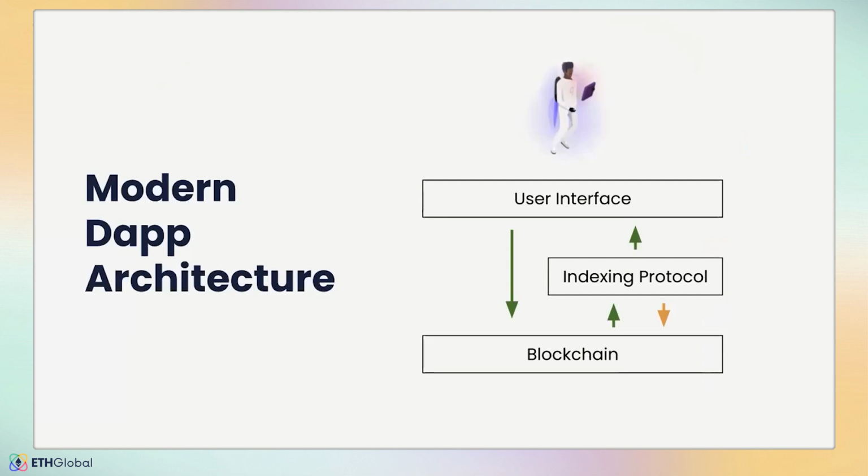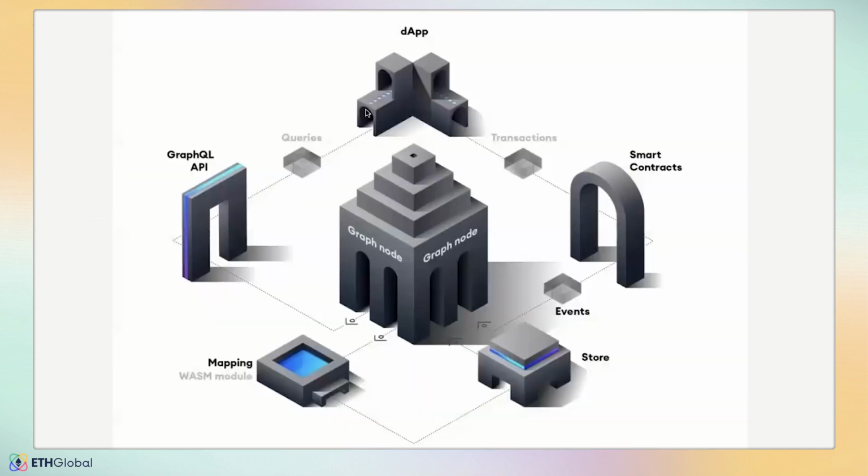So we end up with this modern web architecture, where we have the user interface on top, and then the blockchain on the one that we knew already. And in between is this indexing protocol that is incentivized and built for data reading, and that sits in between and reads data from the blockchain and stores it in this indexing layer. All right. So how does this look like then, or how can you think about it?